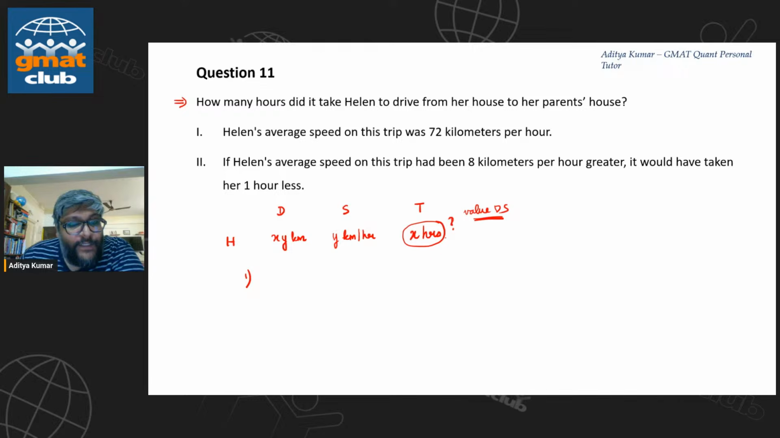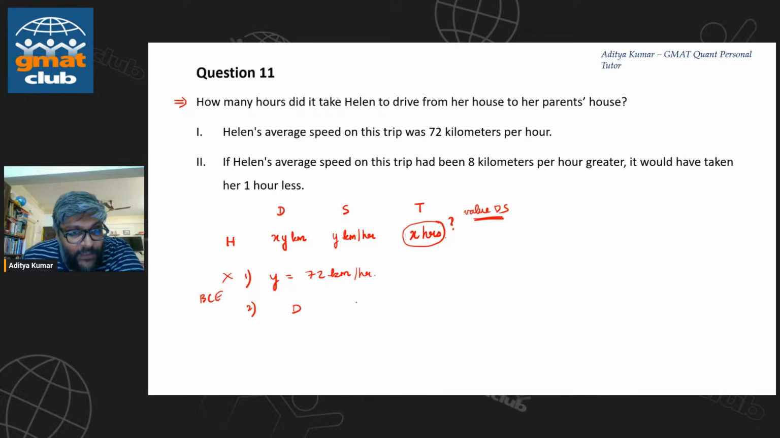Helen's average speed on this trip was 72 kilometers per hour. So they're giving me the value of y. Giving me y is equal to 72 kilometers per hour is not going to help me figure out the value for x. I don't know what x is, right? So giving me y is not helpful for me. So clearly insufficient. BCE.